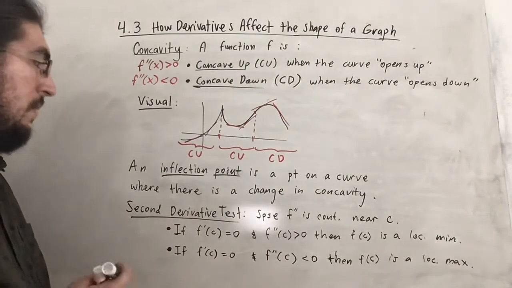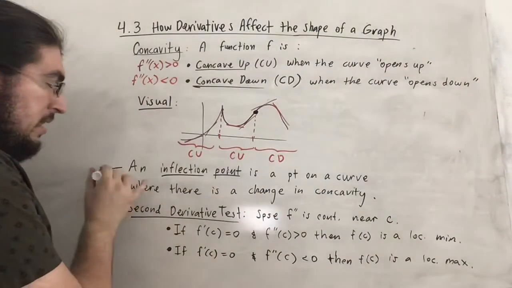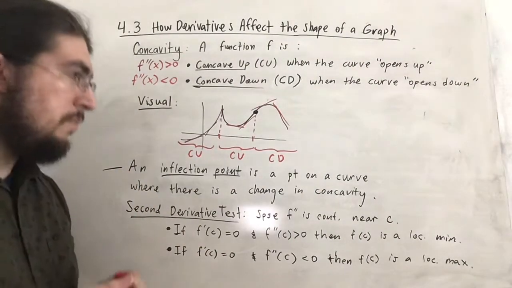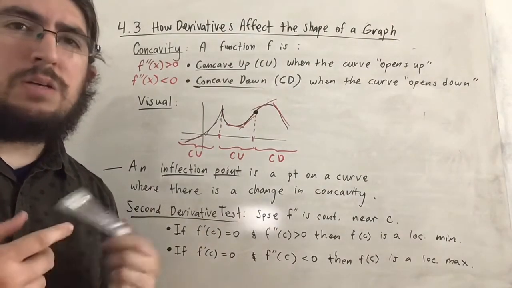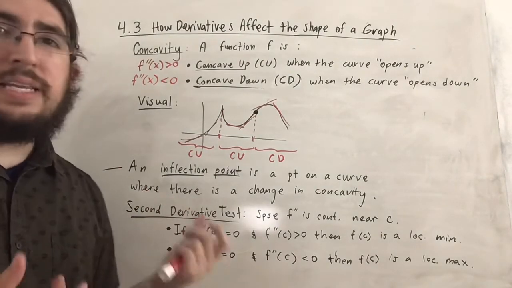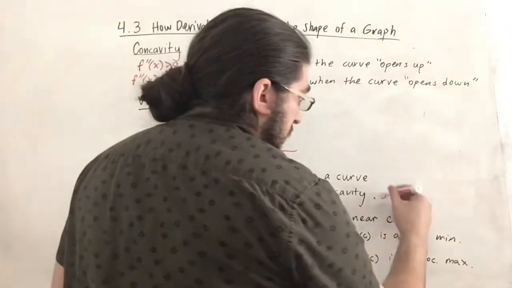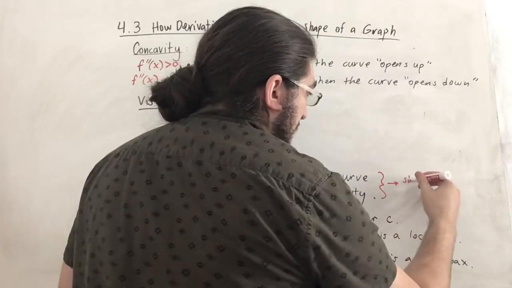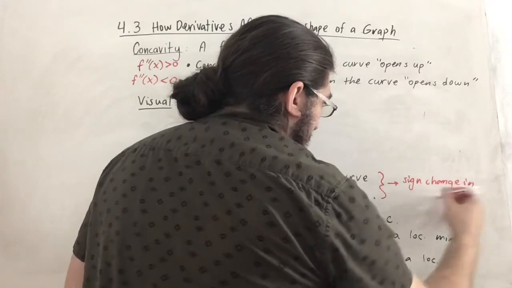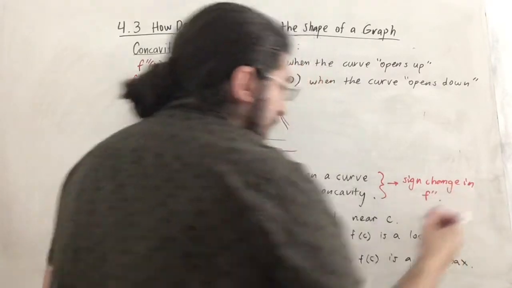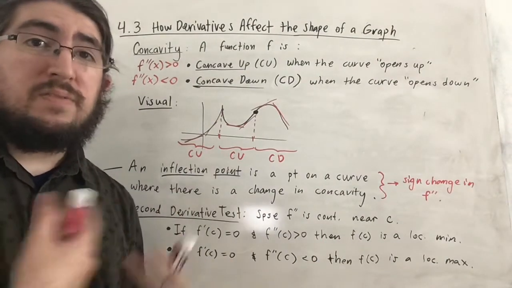The next thing I want to talk about is a point like this, where we had a change in concavity, and this is called an inflection point. So an inflection point is just a point on the curve where there is a change in concavity. As far as finding that point, it's really where you have a sign change in f double prime. So let me just say this corresponds to a sign change in f double prime.